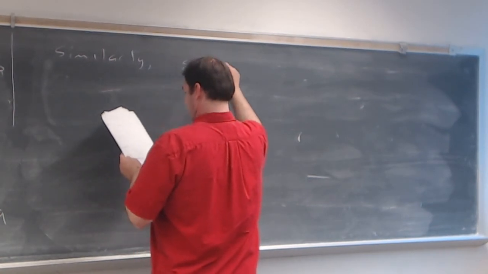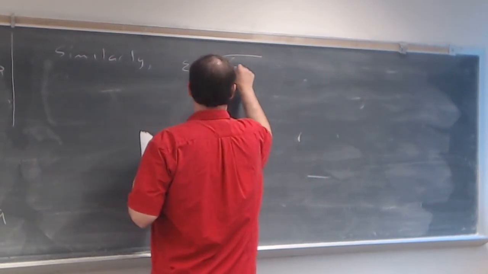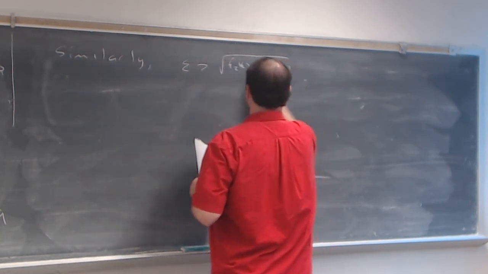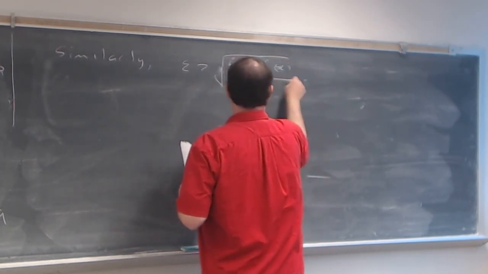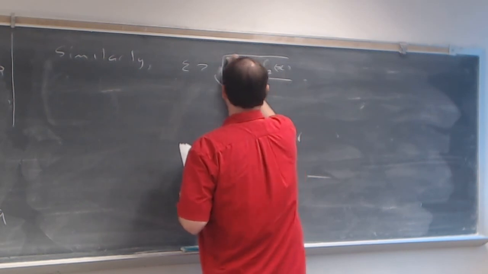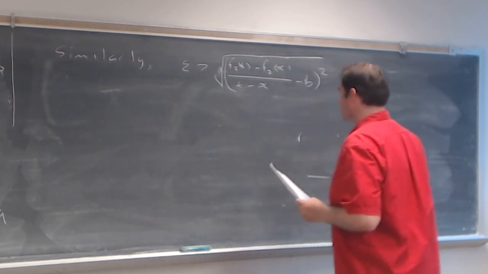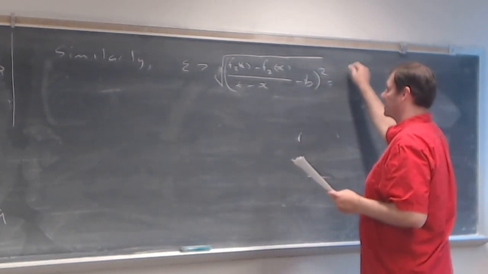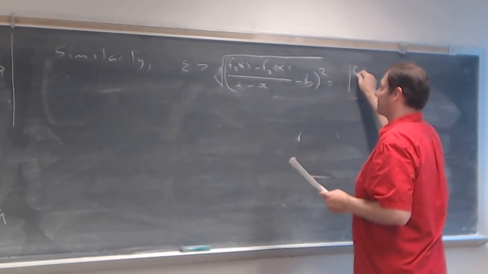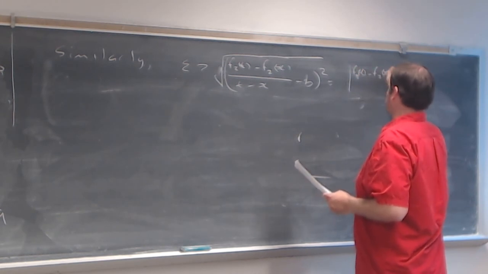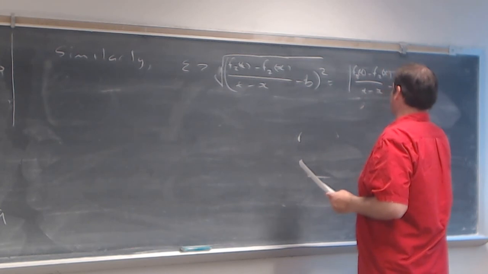Similarly, epsilon is going to be greater than the square root of f sub 2 of t minus f sub 2 of x, squared, all over t minus x minus b squared, which of course is equal to the absolute value of f sub 2 of t minus f sub 2 of x, all over t minus x minus b.